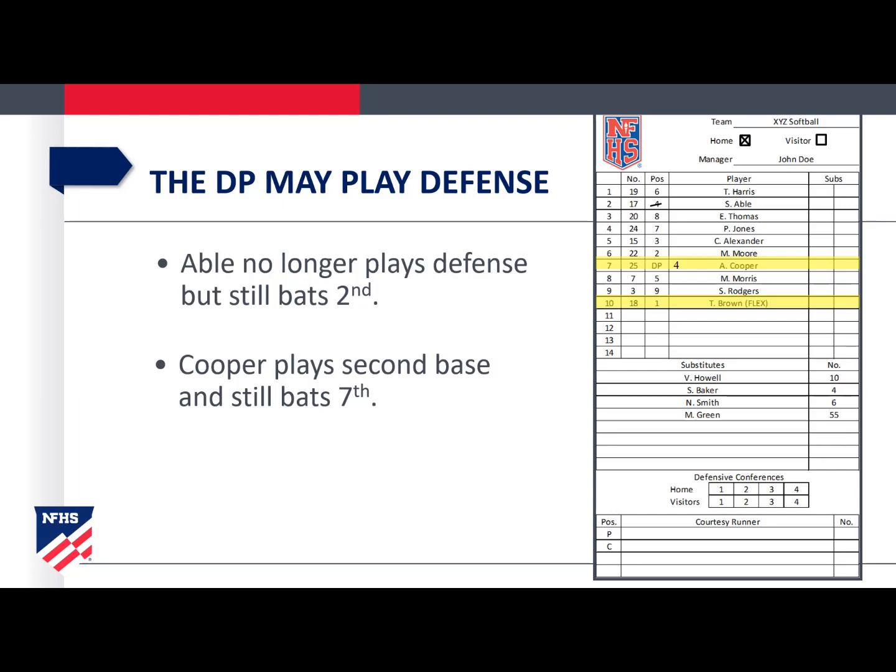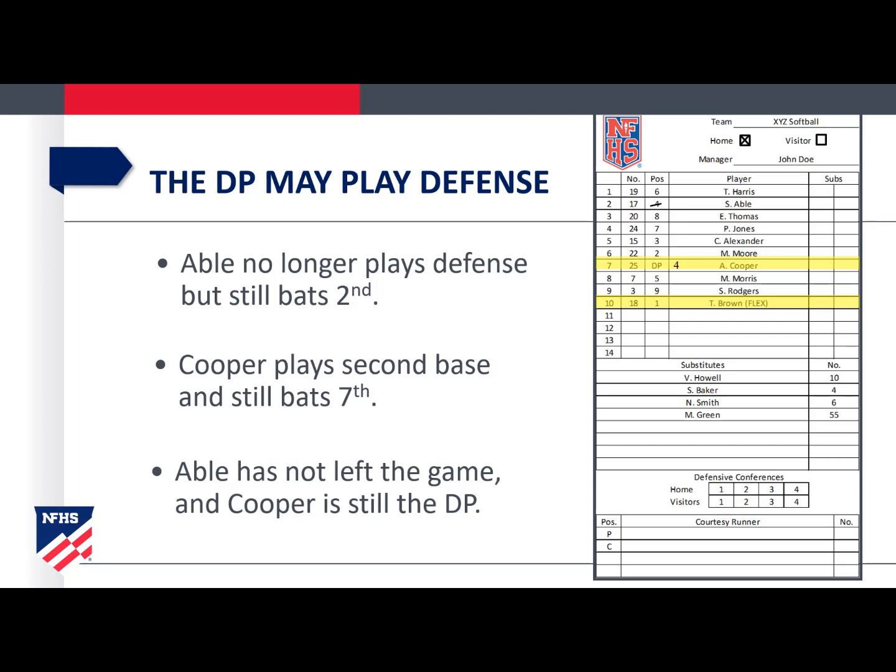Let's look at how we handle our lineup card when the DP comes in to play defense. We have Abel, who is our second baseman, is no longer going to play defense, but she's still going to bat in the second spot. So Cooper, our original DP, is going to play second base. However, she's still going to bat in the seventh spot. Abel has not left the game, and Cooper is still the DP.